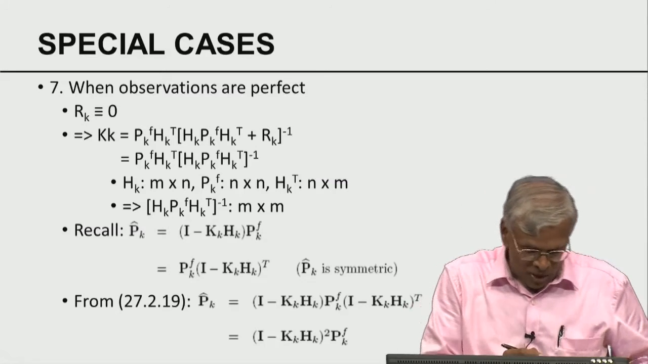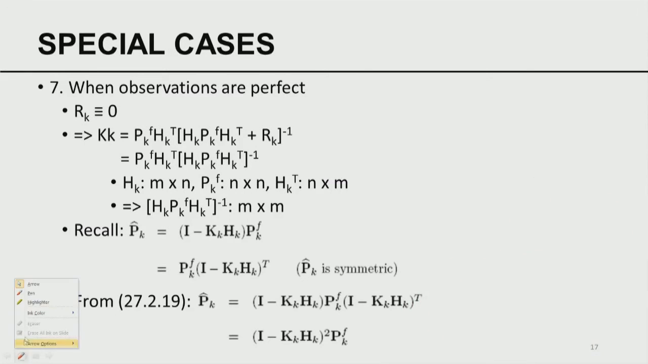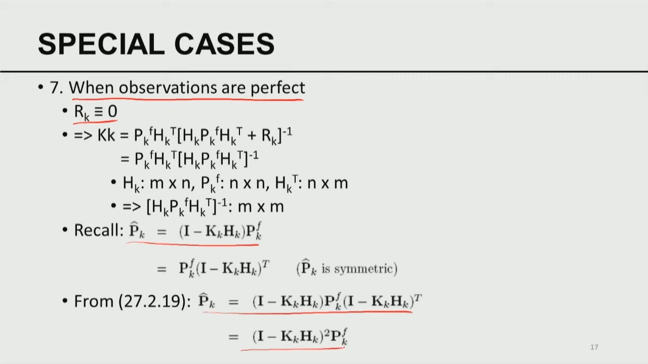Now another last one: there are lots of important special cases to consider. When the observations are perfect, R_k is 0. In this case the analysis covariance takes this particular form. So when the observations are perfect, you are going to have to compute the inverse of H_k P_k^f H_k^T. Please understand, this is the quantity that decides the Kalman gain. So this must be K_k, sorry.